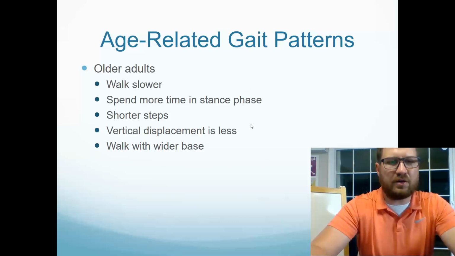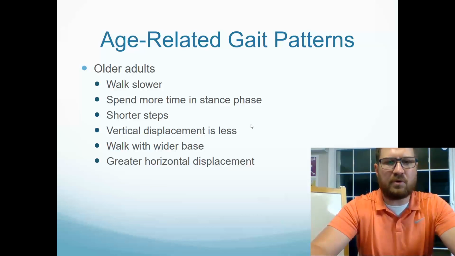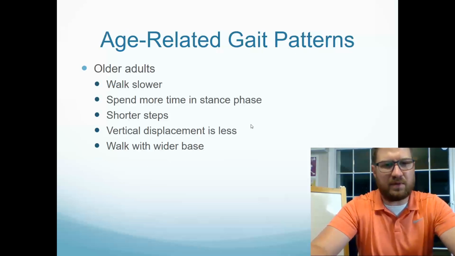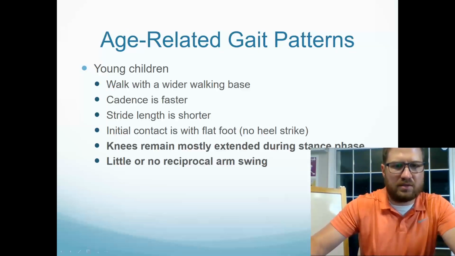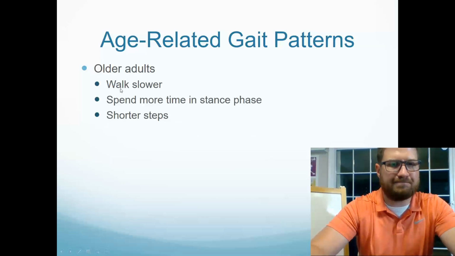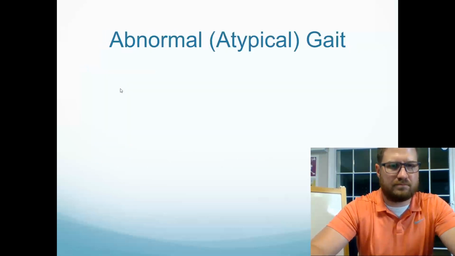Kind of contrary, or kind of look at that and compare it to our older adults. Our older adults walk slower. They spend more time in stance phase. They take shorter steps. Their vertical displacement is less. They may walk with a wider base and have a greater horizontal displacement. Looks kind of similar, okay? Walk with a wider base. Kind of similar. Shorter steps.